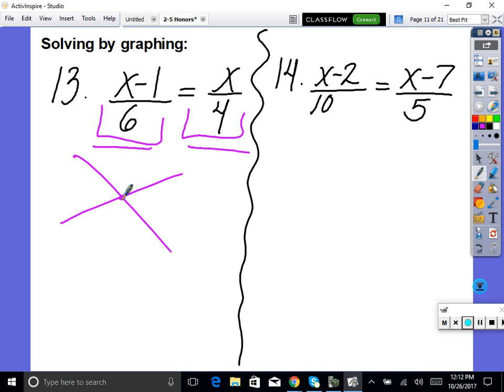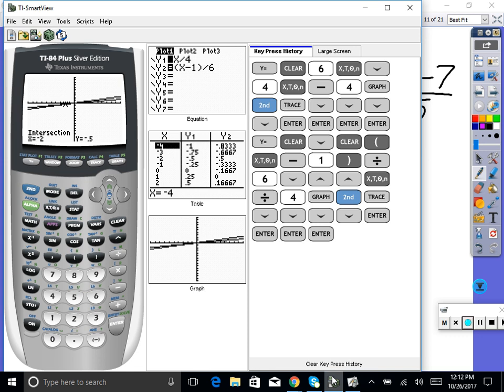We could just use our calculator. So go to your calculator, go to y equals, type in y1. I put x over 4, but it doesn't matter if you put it in y1 or y2. And y2, I put x minus 1, but notice you do have to use parentheses stating what's on top. So x minus 1 is in parentheses divided by 6. Then I hit graph, and look, I can see where they intersect. Somewhere right there. My window's not the best, but I can see where they intersect.